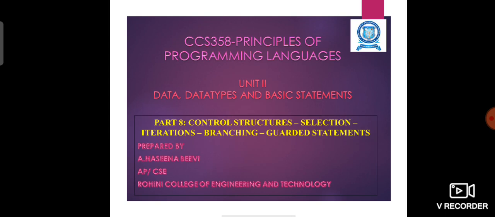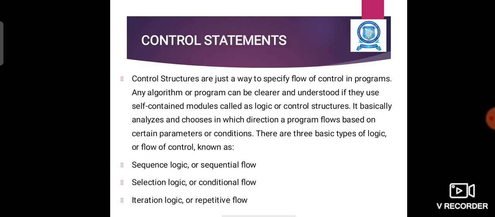This is the video lecture for the topic Control Structures, Selection, Iterations, Branching, Guarded Statements. These are the topics from the second unit of Principles of Programming Languages. Let us start with the control statements. Control structures are a way to specify the flow of control in a program.